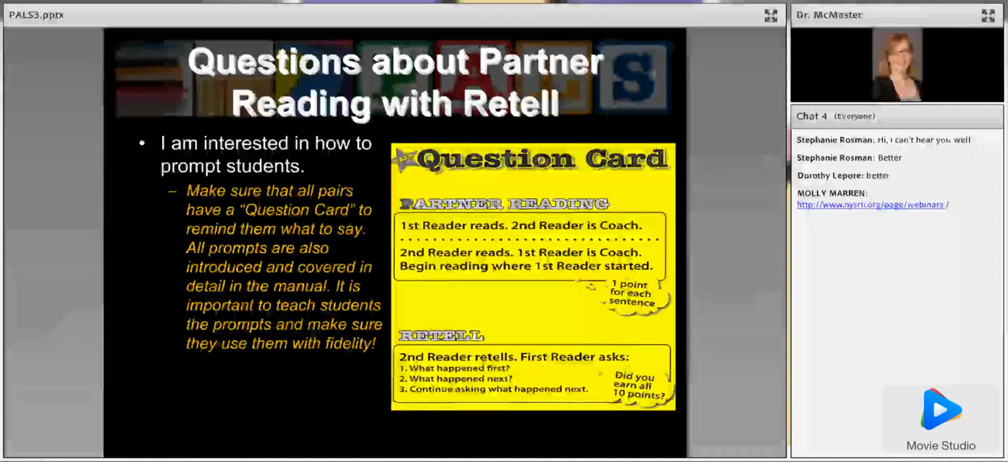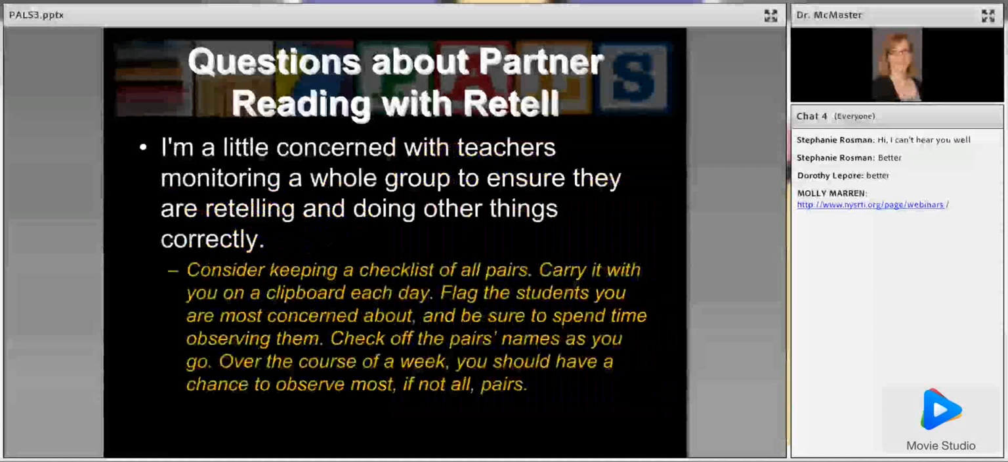Another question, and again, if I didn't quite answer the question as it was meant, please do let me know. The second question was, I'm a little concerned with teachers monitoring a whole group to ensure they are retelling and doing other things correctly. This is a really good question and an important point. When you are doing PALS, it's a very different structure than maybe you're used to. Instead of the teacher controlling the whole class, you're relinquishing your control to the students themselves. So it might feel a little bit awkward, not really being able to have control of the whole situation.